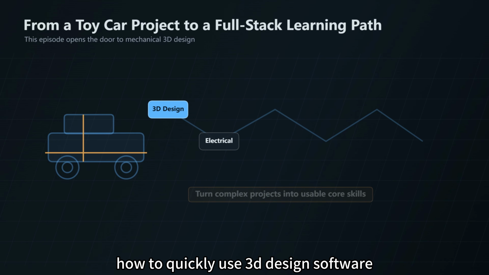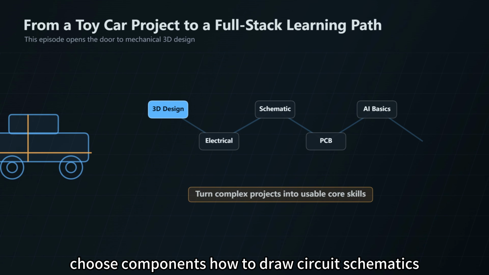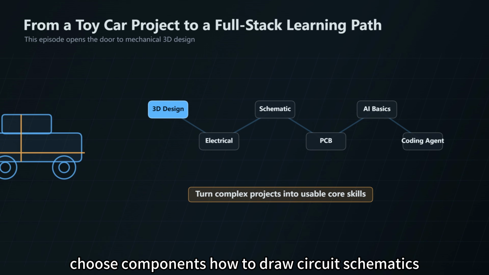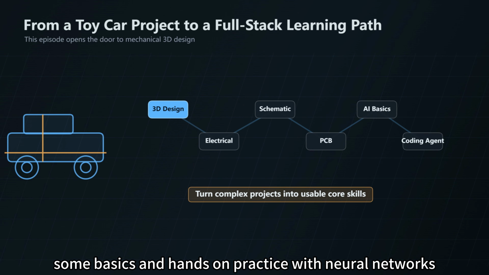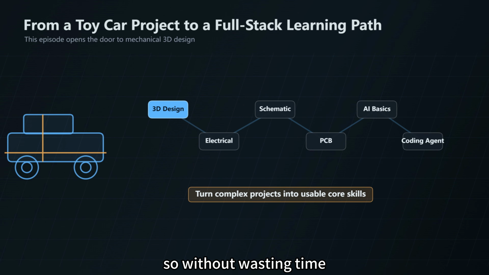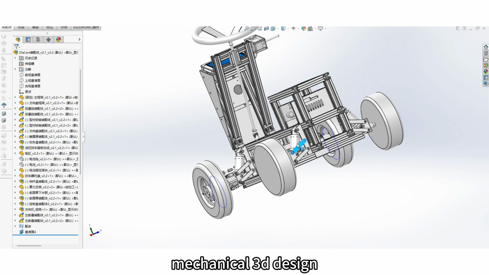How to quickly use 3D design software, how to design an electrical architecture, choose components, how to draw circuit schematics, how to lay out a PCB, and later some basics and hands-on practice with neural networks, plus tips for using coding agents. So without wasting time, let's start with the first video in this series, Mechanical 3D Design.